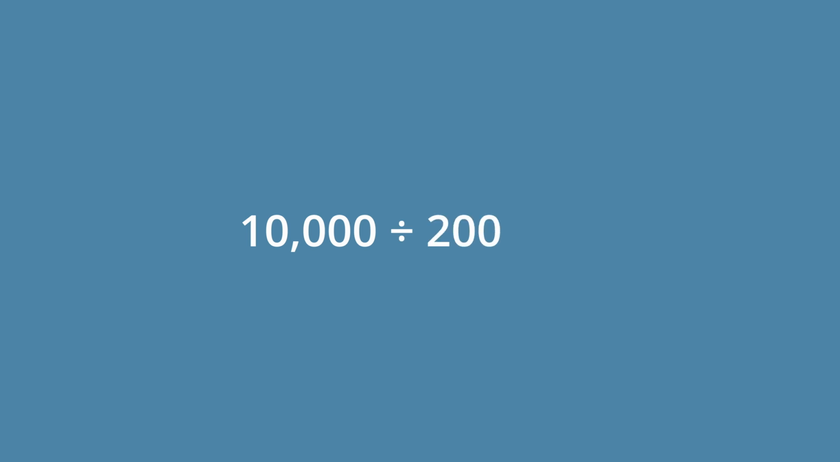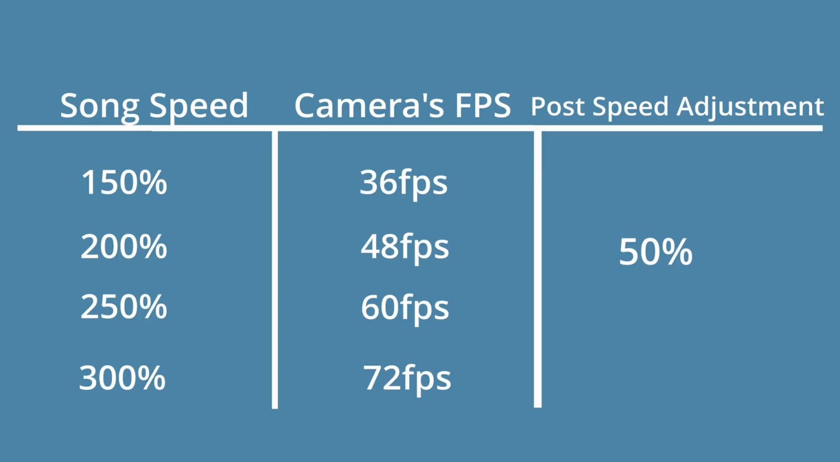If you take 10,000 and you divide it by the percentage that you sped it up by, 200, you get 50. This formula's perfect because if you sped it up to 150%, filming at 36 frames per second, you wouldn't just know off the top of your head that you need to change the speed of the clip in post to 66.66666667. That's a lot of sixes, and I don't like it.